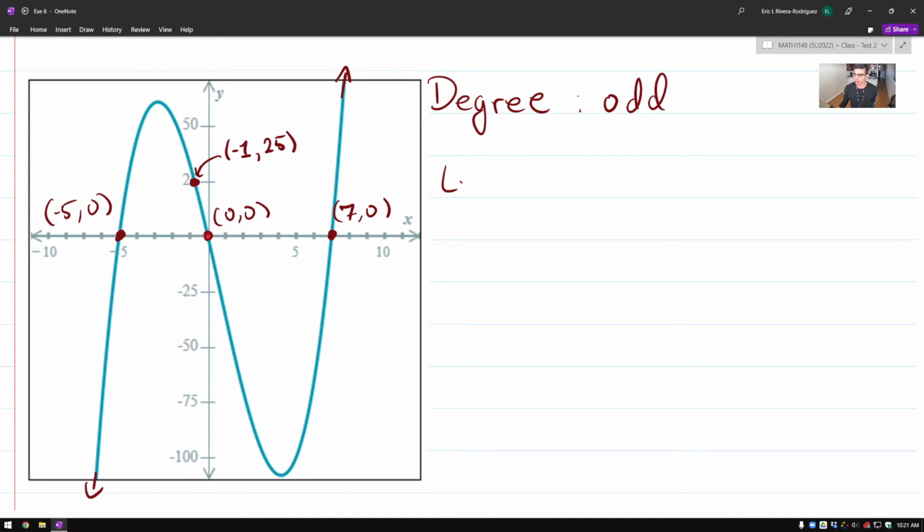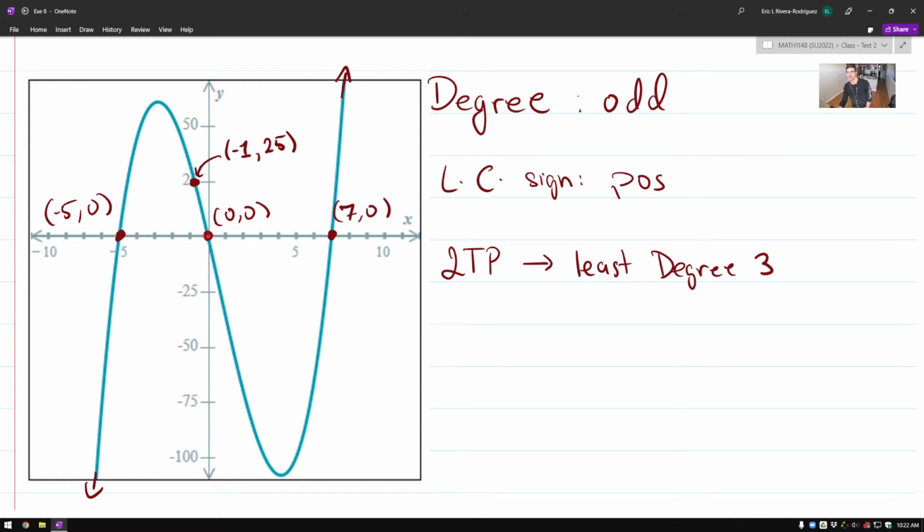Leading coefficient sign. Positive or negative? Positive. Perfect. How many turning points? 2. We have 2 turning points. What is the relationship with the degree of the polynomial? At least, it should be at least 3. At least degree is 3.